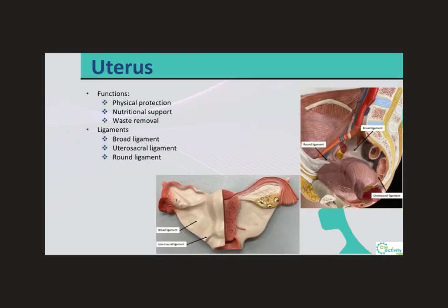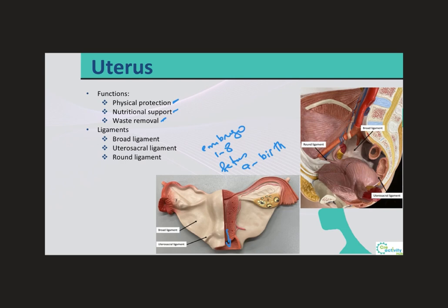The uterus will provide this physical protection, nutritional support, and also waste removal from the developing embryo and the fetus. I think it's important to bring up that when we refer to embryo, we mean weeks 1 through 8 of development. And when we talk about fetus, we mean week 9 all the way to delivery. And the contractions in the muscular uterine wall will help to expel the fetus at the time of birth.